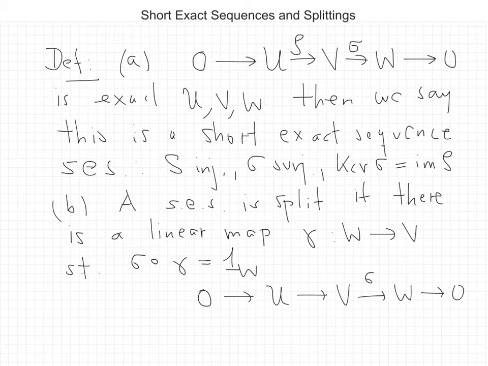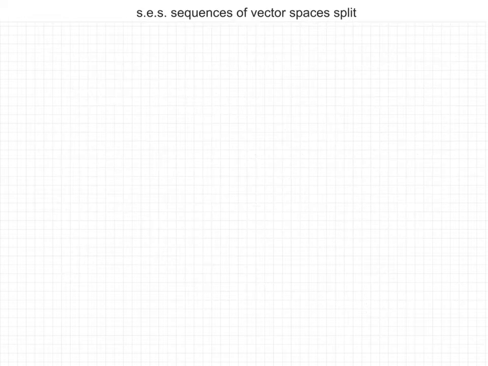And here you have your sigma, and then here's the gamma. And our condition, what it means is starting in W, going this way, first along gamma, and then back sigma, you get the identity on W. So here's an important theorem, which is very, very easy to prove.